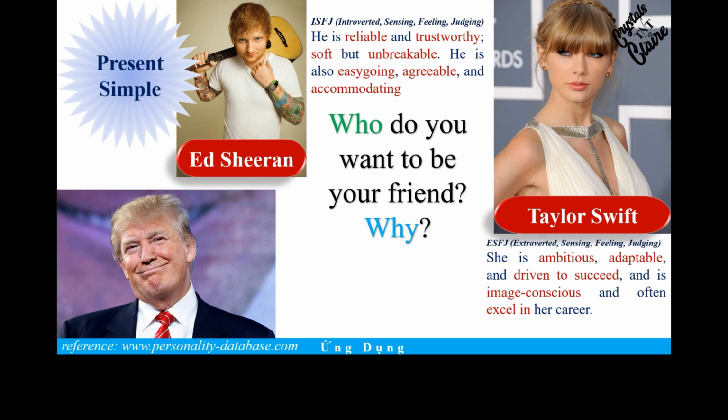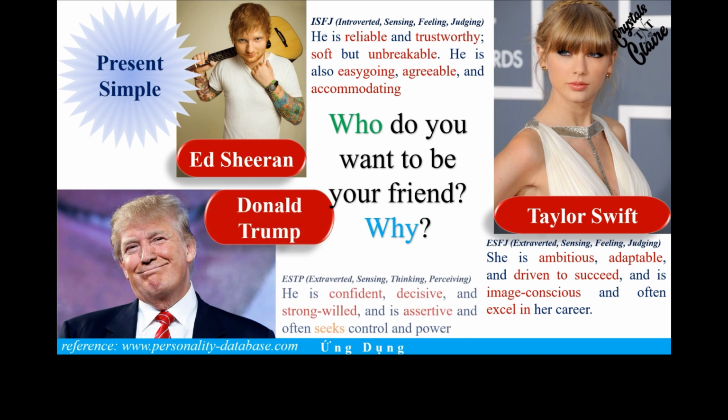Okay, she is ambitious, adaptable, and driven to succeed, and is image conscious, and often excels in her career. In case you don't know the meaning of some of those words, you can search in the Oxford Dictionary to find the meaning. Taylor Swift. Okay, so next one is Donald Trump.